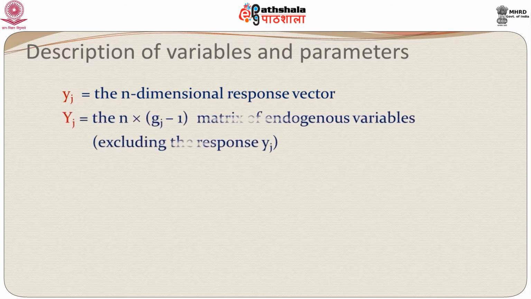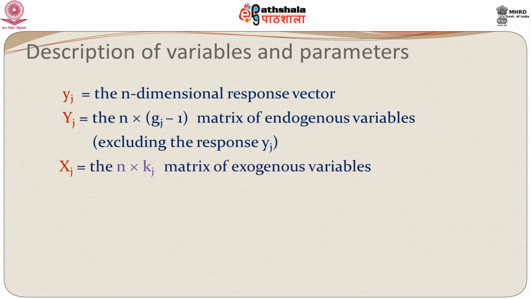What is capital Yj? This is the n by gj minus 1 matrix of endogenous variables. Mind you, there were gj endogenous variables, but one of these endogenous variables is the response yj. So, leaving aside the response, we now have gj minus 1 other endogenous variables in the equation, which we will call capital Yj. Xj is the n by kj matrix of exogenous variables.